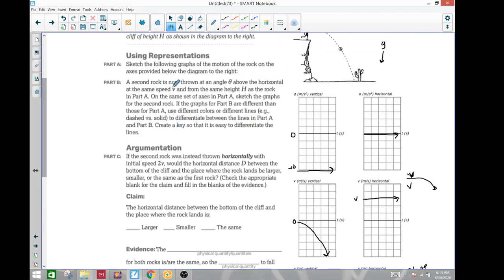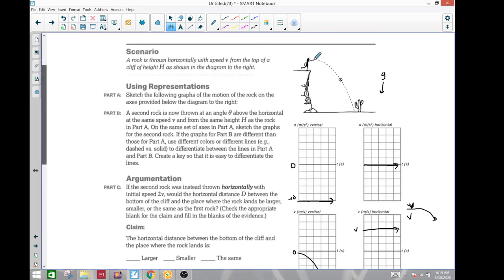A second rock is thrown at an angle above the horizontal at the same speed. Now keep in mind, same speed. Some angle here. So if I'm throwing it at this angle with velocity v, then I'm going to get a smaller portion of that velocity in x, and a smaller portion of velocity in y. So I'm not getting the same v: I have a smaller vx, and I have a small upward vy.